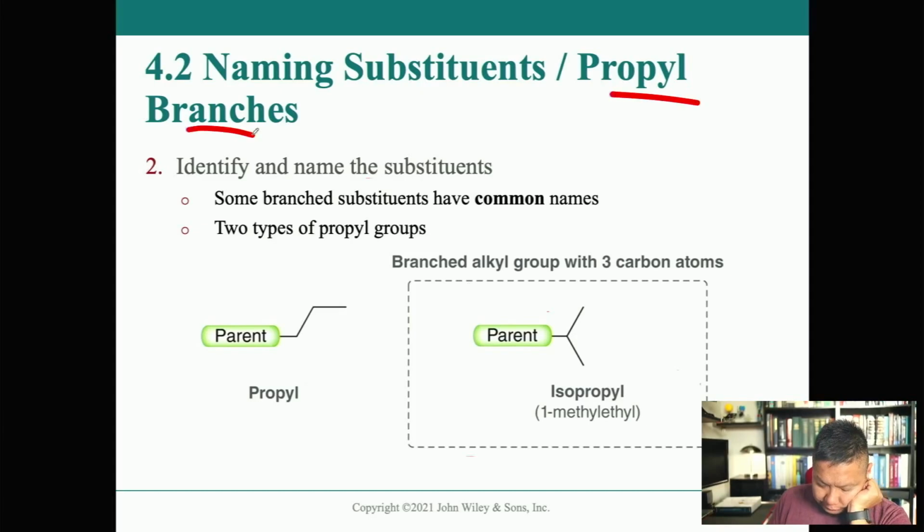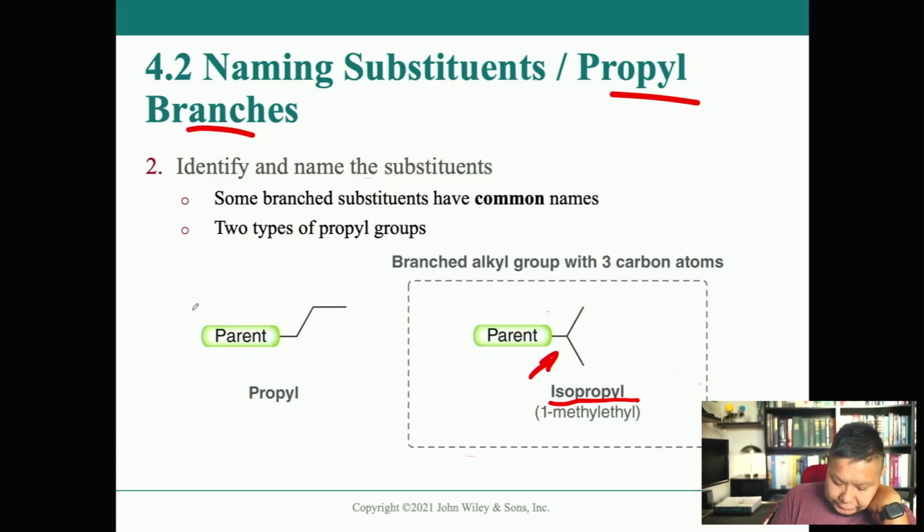Propyl branches. Oh, good, there's a propyl. That was the thing I was thinking about before when I said I named something propyl but wasn't sure what it was. That is a propyl, what I named in the previous slide. But the thing I forgot to do is put the iso in front of it. When it looks like a little triangle thing like that, it's iso.